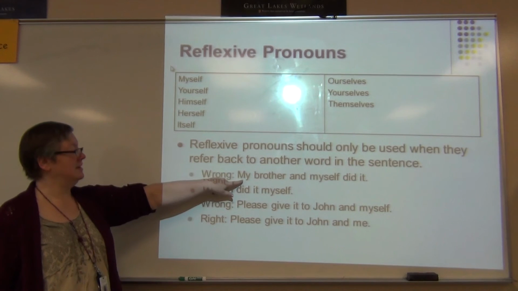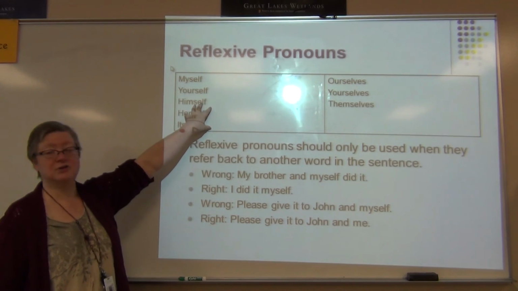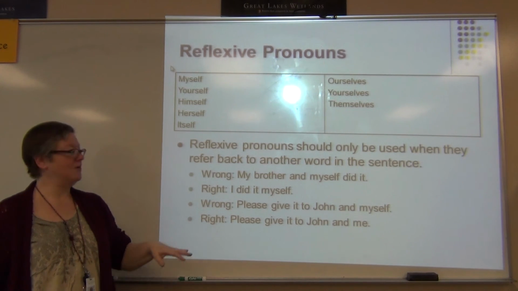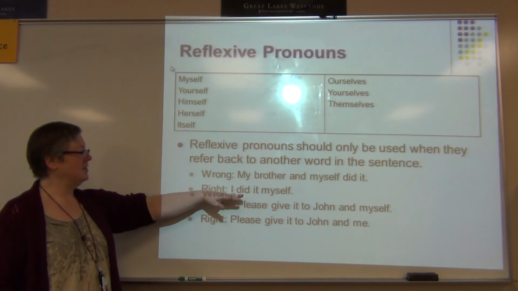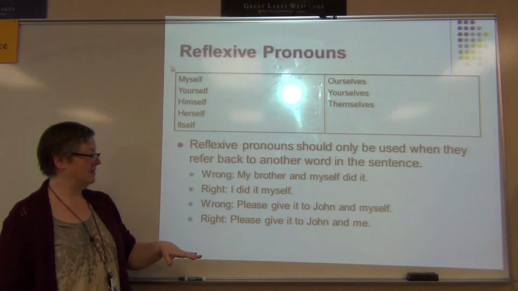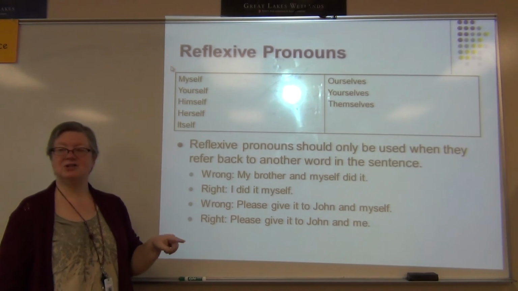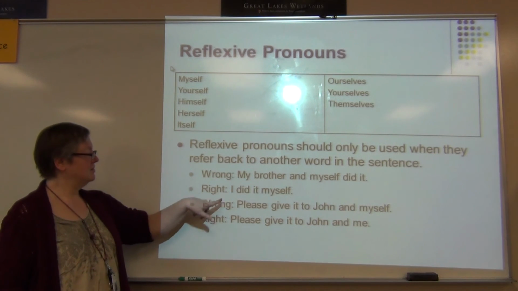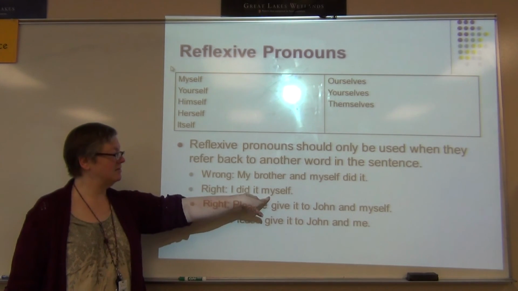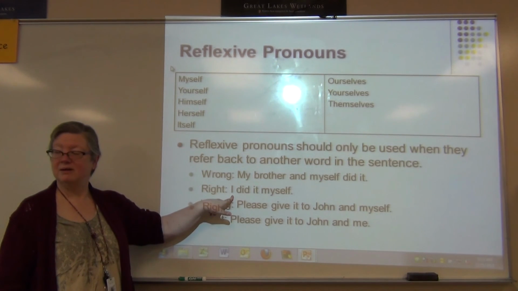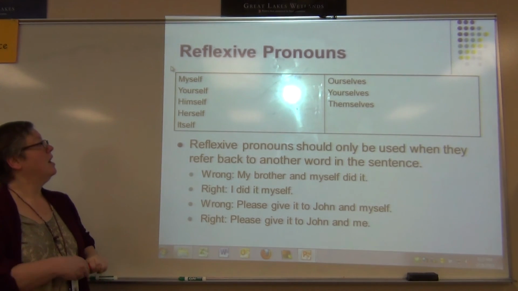So you wouldn't say this, because you need to know who you're referring to when you use one of these. My brother and myself did it. No, it's my brother and I did it. Or I did it myself. Please give it to John and myself. No, please give it to John and me. Okay. So when I did it myself, it's like, yeah, because I know who myself is coming back to: I. Right, so just make sure it comes back to that.